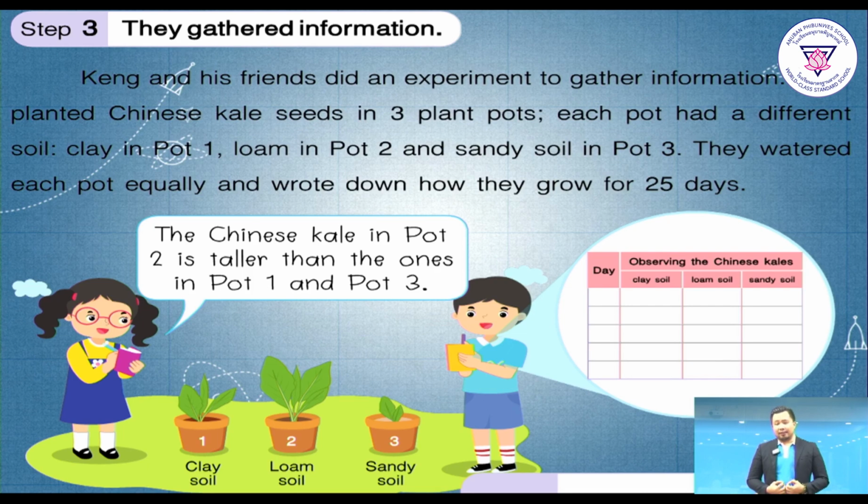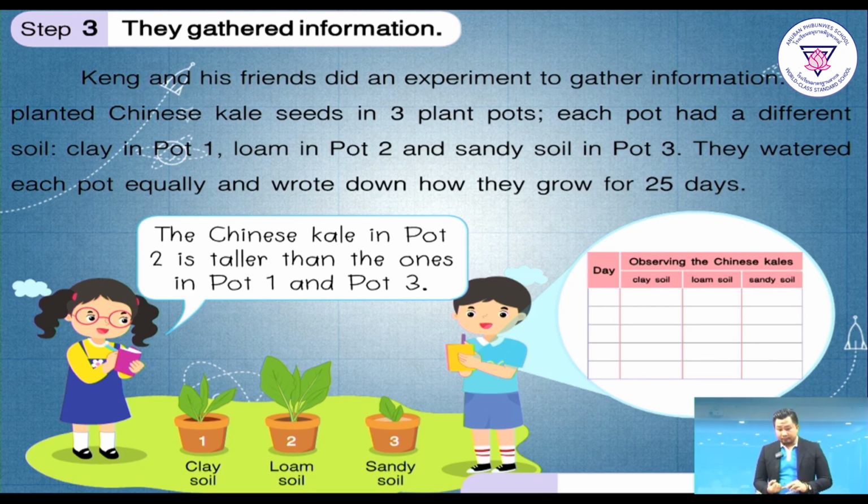They gathered information. Let me read. Kang and his friends did an experiment to gather information. That is the first one. They planted Chinese kale seeds in 3 pots. Remember, 3 pots and 3 kinds of soil. Each pot had a different soil.